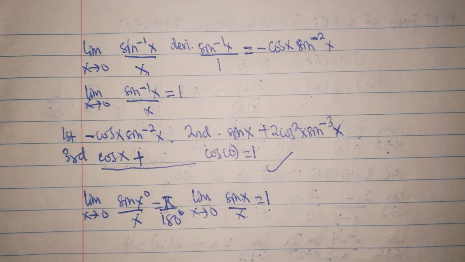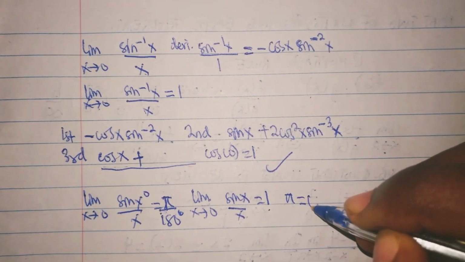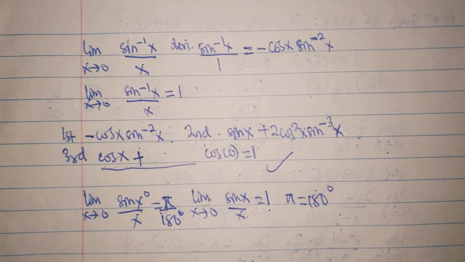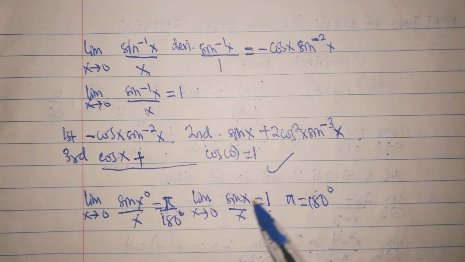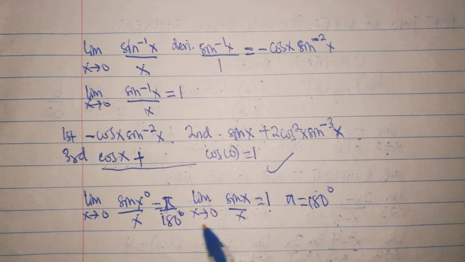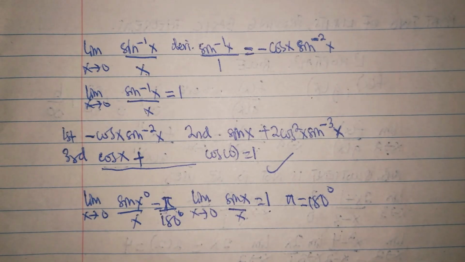Pi over 180 degrees, right? As I said earlier on, pi is regarded as 180 degrees. So this particular thing is still equal to 1. It's just that because of the degrees, they are trying to put the angle in radians. So I'm just going to get pi over 180 degrees, which is equal to 1. There's no big deal here. As simple as that. Now with my bonus question.